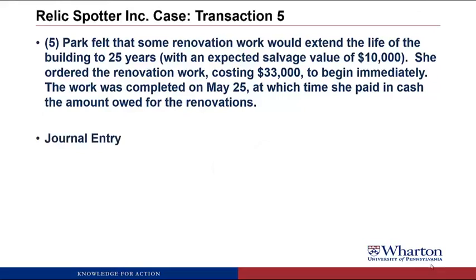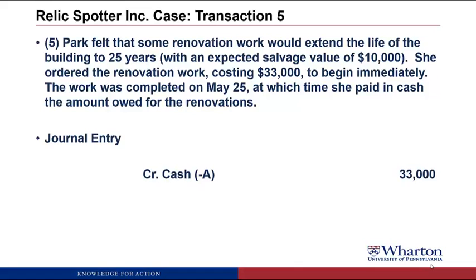For this transaction, the first thing we're going to do is ignore the 25 years and salvage value sentence at the beginning. We're going to come back to that later in the case, and instead focus on the transaction on May 25th. We paid $33,000 of cash. Cash is an asset. When we pay cash, cash goes down. We make cash go down through a credit. So we have a credit to cash for $33,000.